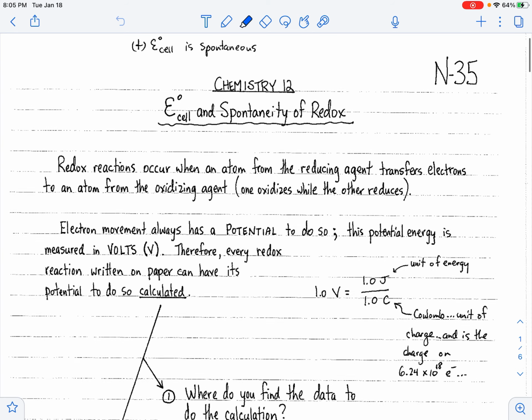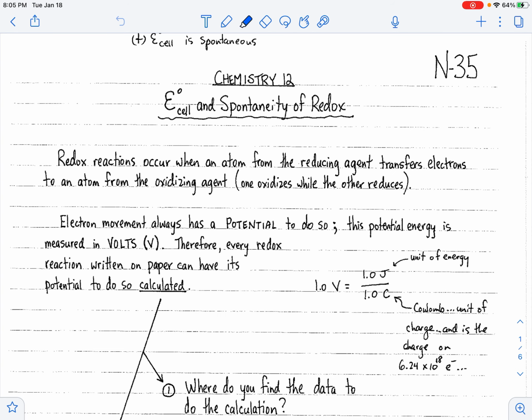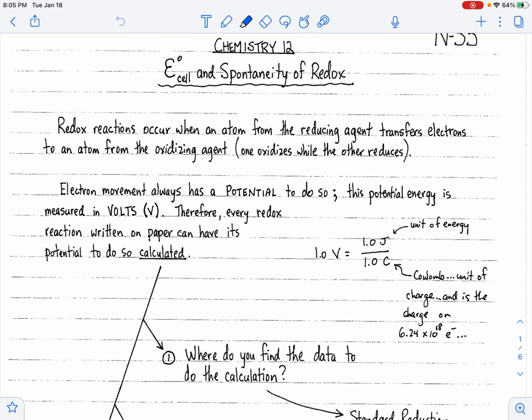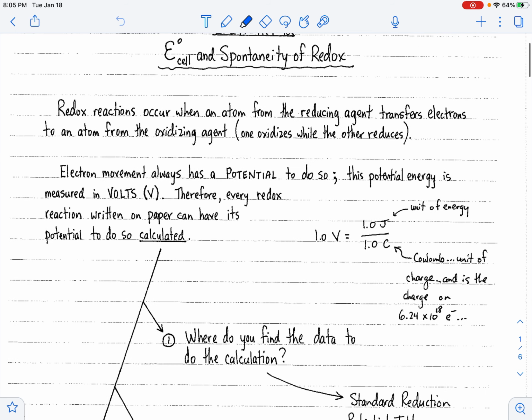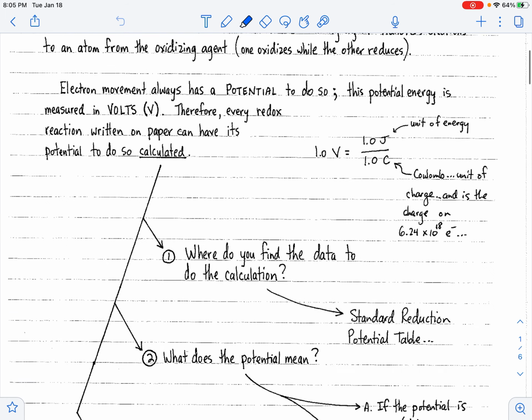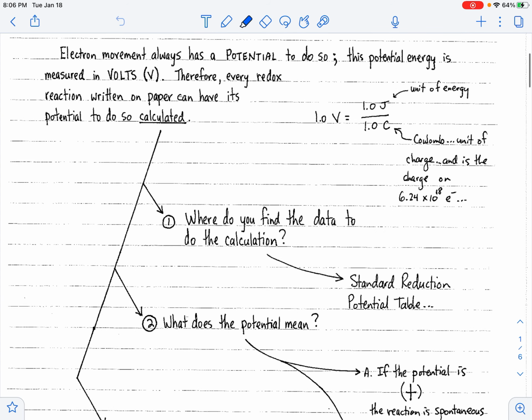Okay. Redox reactions occur when an atom from the reducing agent transfers electrons to an atom from the oxidizing agent. One oxidizes while the other reduces. Electron movement always has a potential to do so, and that potential energy is measured in volts. Therefore, every redox reaction written on paper can have its electrical potential measured in volts. You can calculate that value. Okay. I'm not going to worry about the joules per coulomb over there on the right hand side. I'll let the physics people get all nerdy about that.